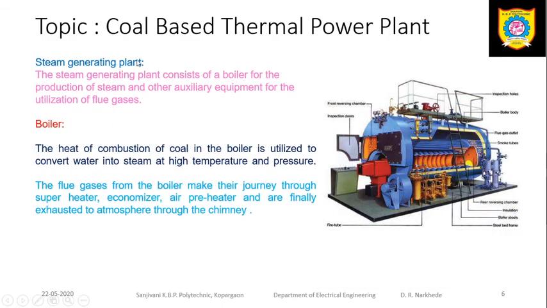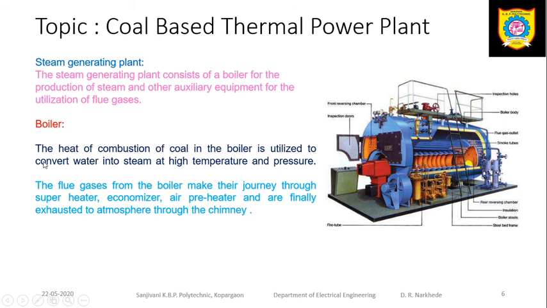This is the steam generating plant. Overview of the steam generating plant. The steam generating plant consists of a boiler. There are two types of boiler: water tube boiler and fire tube boiler. We are going to cover that in the next lecture. For the production of steam, there are other auxiliary equipments for utilization of the flue gases. These auxiliary equipments are your superheater, economizer, and air preheater.